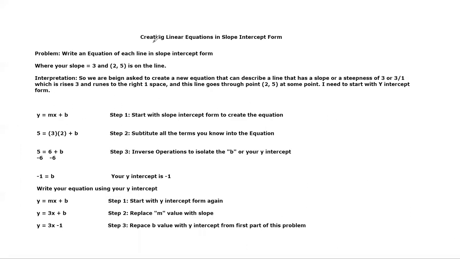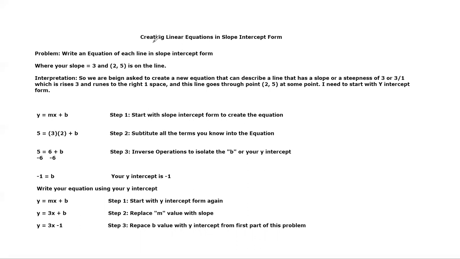So creating linear equations in slope-intercept form. These are the kind of problems you're going to have to do. So the problem says, write an equation of each line in slope-intercept form, where your slope is equal to 3 and the point 2, comma 5 is on the line. So here you have a situation in which you're being asked to create a new equation that describes the line that has both the slope of 3, or 3 over 1 because it's rise over run, and the line has to go through (2, 5) at some point.